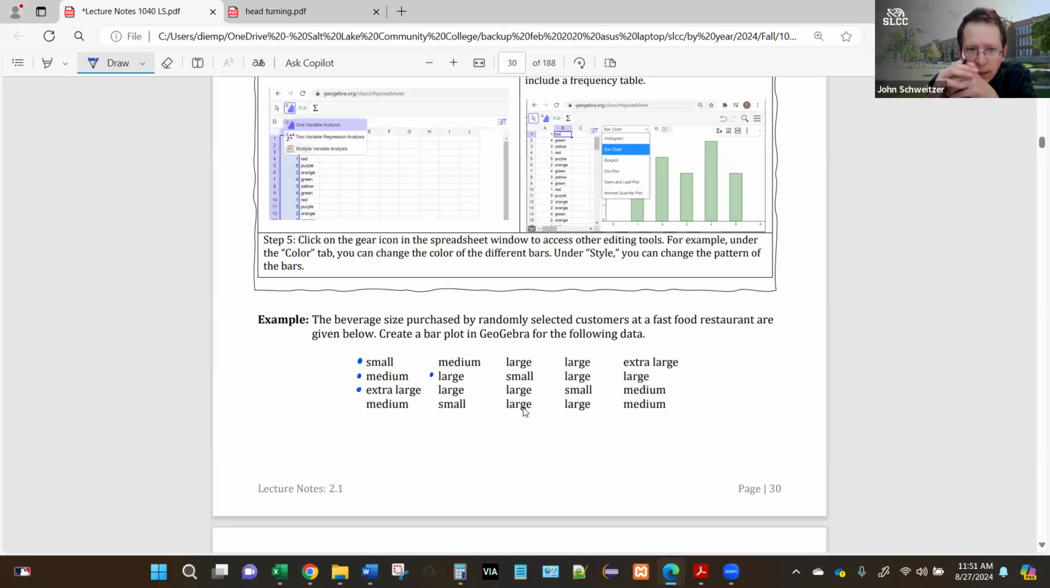What this is, is a raw data set of orders by customers. This customer here ordered an extra large beverage. This customer here ordered a medium size beverage. This customer, small. And that is categorical data. And a very common graphic to begin with would be the bar plot. So how do we do the bar plot in GeoGebra?